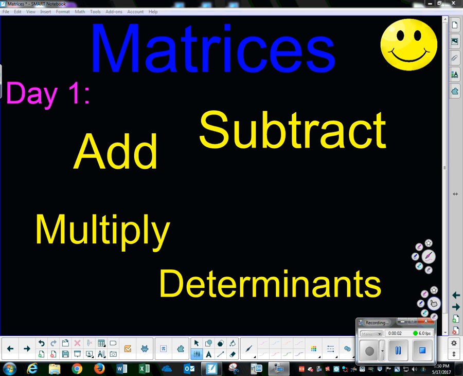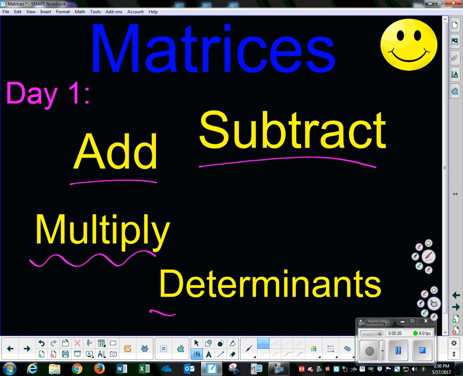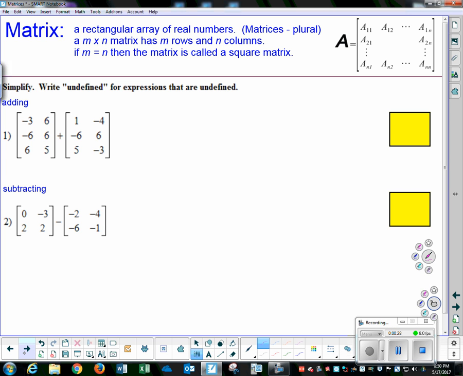Hello, Calc BC. We are moving on to matrices. And so day one, we're going to learn some basics about matrices. You may already know how to add matrices and subtract matrices, but I bet you haven't been taught yet how to multiply or how to calculate a determinant. So that's going to be our focus today. Not too bad of work. Hopefully you have the note sheet and we can rock and roll.